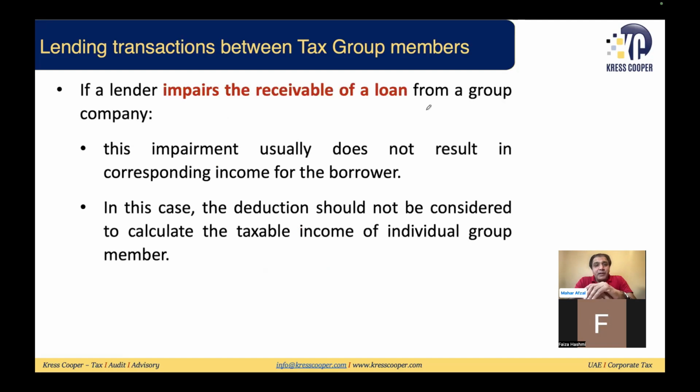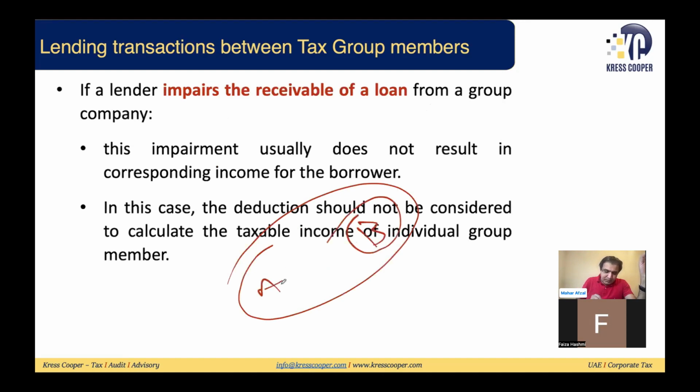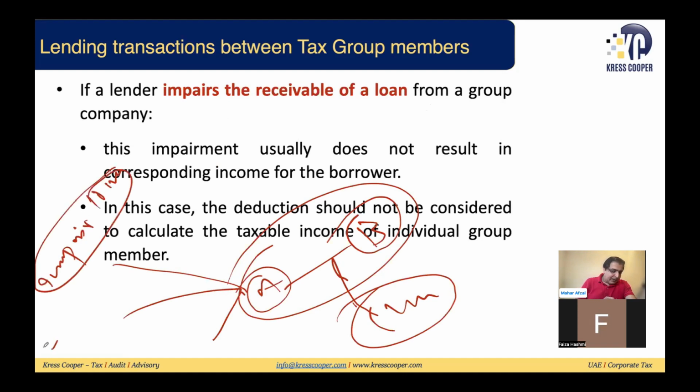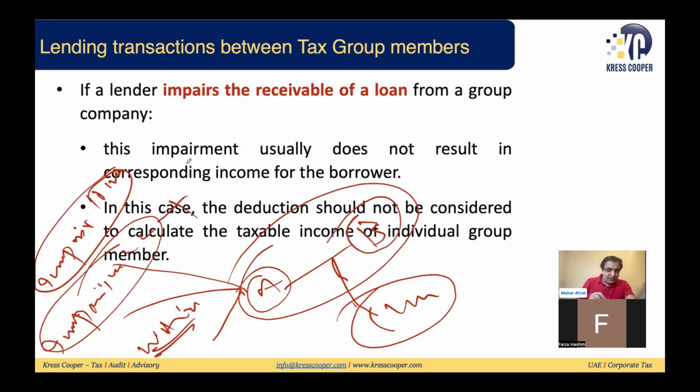Now there are different possibilities. A has given a loan to B, both members of the same group. Now this loan is 1 million. There are various possibilities. A can impair the loan. A can impair the interest income. Or A can waive the loan. Or there will be reversal of interest income as well. You can say four possibilities.